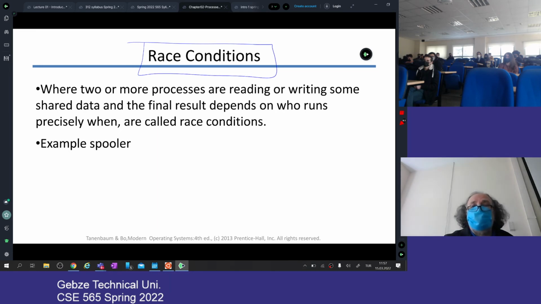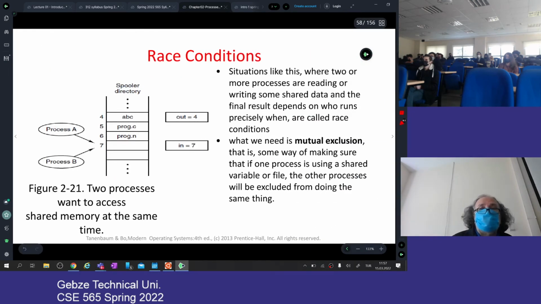Let's look at one example of a race condition, a spooler. Remember the spooler, especially the print spooler? I am not sending anything to the printer myself as a program. As process A and process B, I write the name of the file to be printed on a special spooler queue.